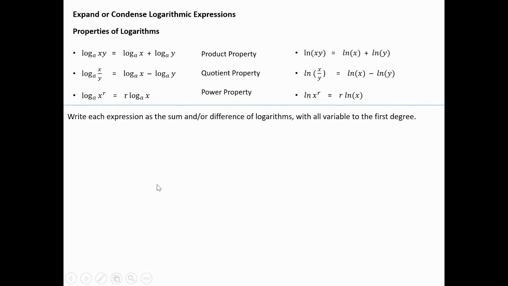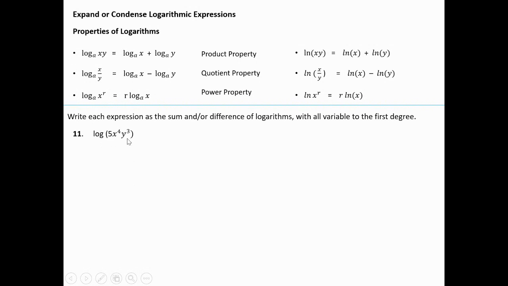So here we go. Write each expression as a sum and/or difference of logarithms with all variables to the first degree, which means they don't want any powers. They want all the exponents to go to the front. So for example here, I like to put numbers on these right here. I like to call the product number 1, the quotient number 2, and the power number 3.